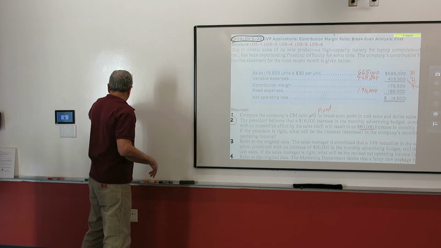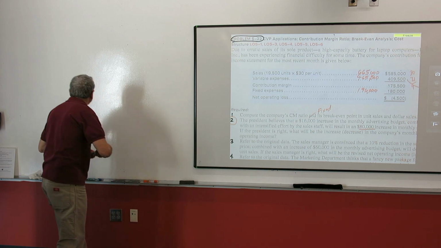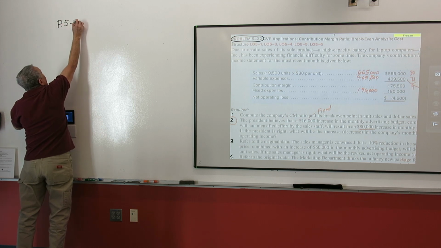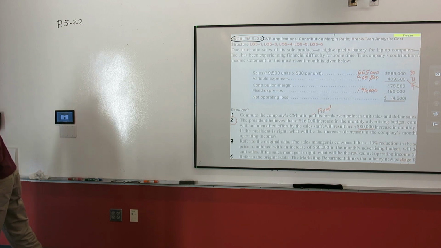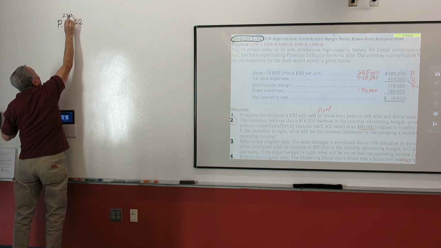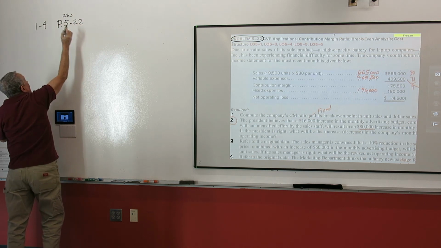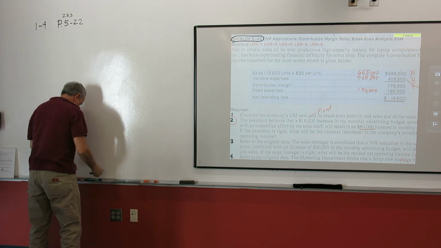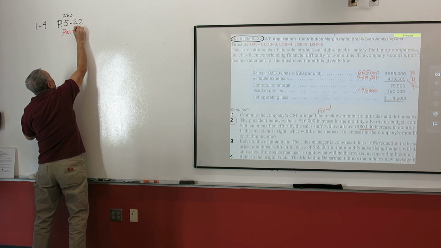All right, here we go. This is going to be problem 5-22. I don't know what page that's on. That's page 233. And we're going to do parts 1 through 4. And again, let's label this one as part 1.